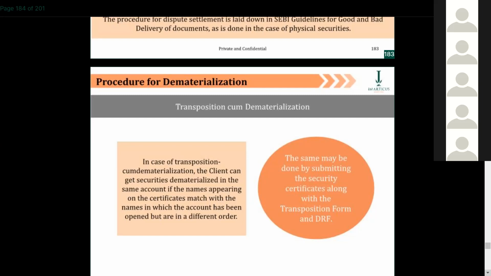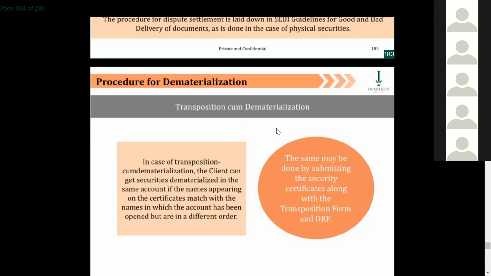Now these shares cannot be credited to the demat account. For this, transposition would be required. That means the position of the shareholders in the share certificate has to be changed. So A has to become the first holder and B has to become the second holder for credit to the demat account. So this process is known as transposition. To remember, transposition has to do with position. So a change in the position of names is transposition.